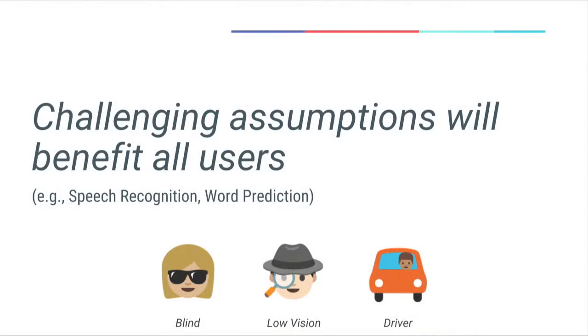But this is not all. Challenging the assumptions we make will benefit all users, as some of the technologies that were developed in the past, such as speech recognition and word prediction, started as technologies for users with accessibility needs. But this is not all. We are all users with accessibility needs sometimes.